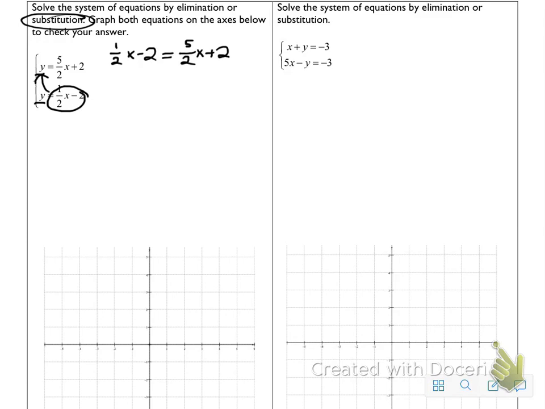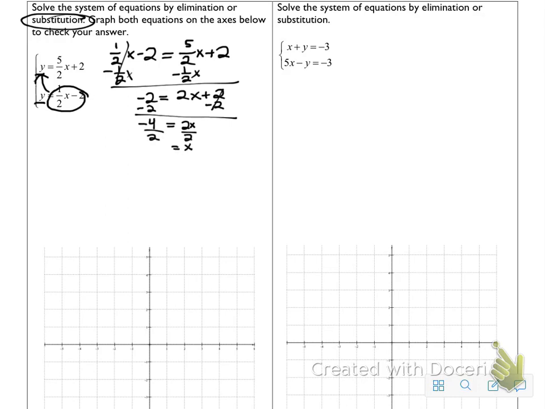So we need to make sure that, I don't know about you, but I like positive numbers, so I'm going to move my x's to the right and subtract that 1/2 x. And 5/2 minus 1/2 is 4/2. Well, 4/2 is the same thing as 2. Now we still need to get x by itself, so let's get rid of that 2. So that 2x equals -4. And then divide by 2 to make x equal to -2.